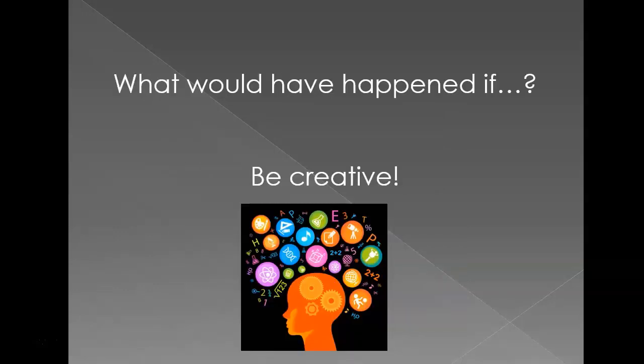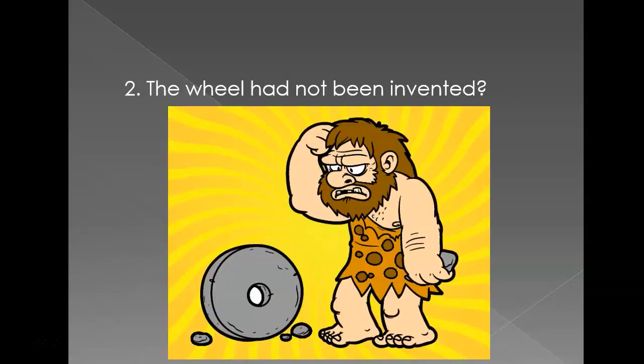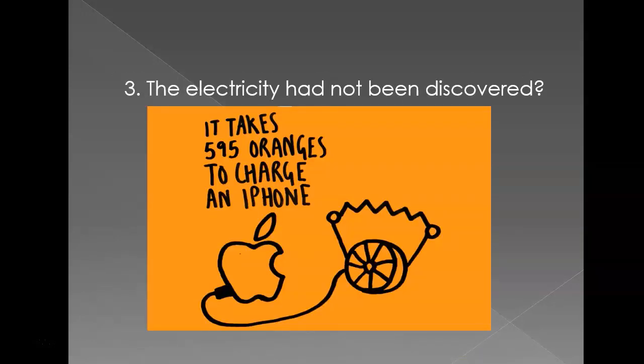Number 2: what would have happened if the wheel hadn't been invented? Can you write a sentence about that? Maybe something like this: if the wheel hadn't been invented, we would have had many problems, or cars wouldn't have been invented either. Now the question: what would have happened if electricity hadn't been discovered? Remember, it wasn't invented, it was discovered. So if electricity hadn't been discovered, humans would have thought about a different kind of energy.